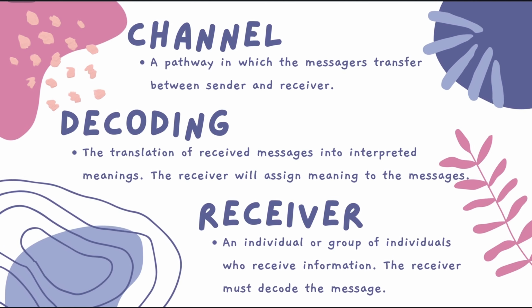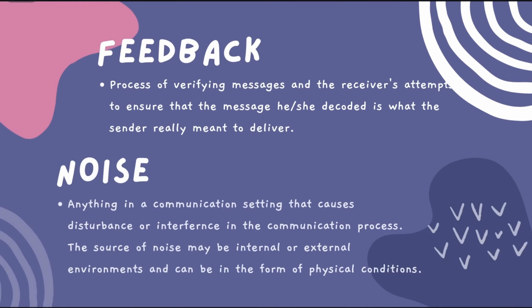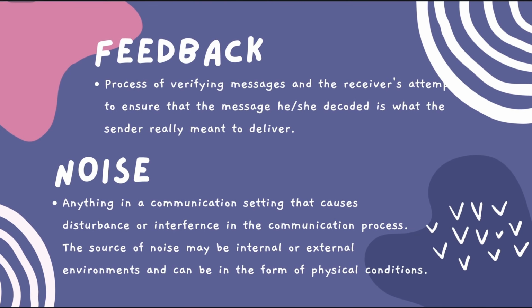Next is receiver. Receiver means an individual or group of individuals who receive information. The receiver must decode the message. Finally, the last 2 components of the communication process are feedback and noise. Feedback means a process of verifying messages, and the receiver's attempt to ensure that the message he or she decodes is what the sender really meant to deliver.